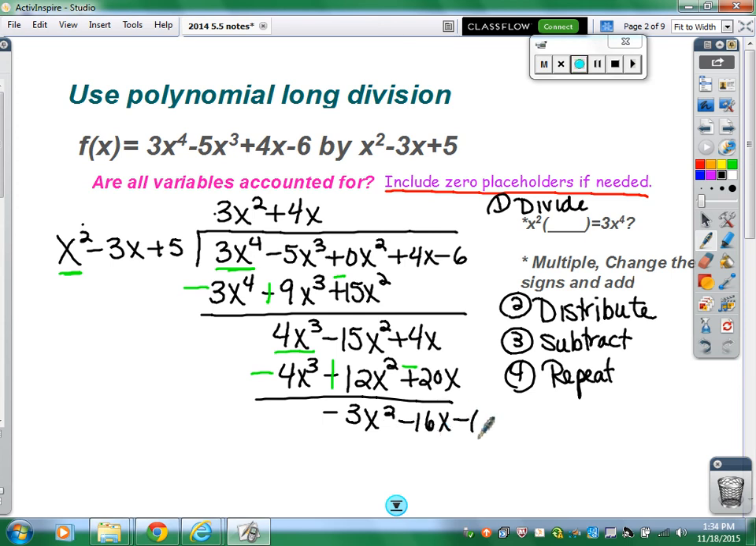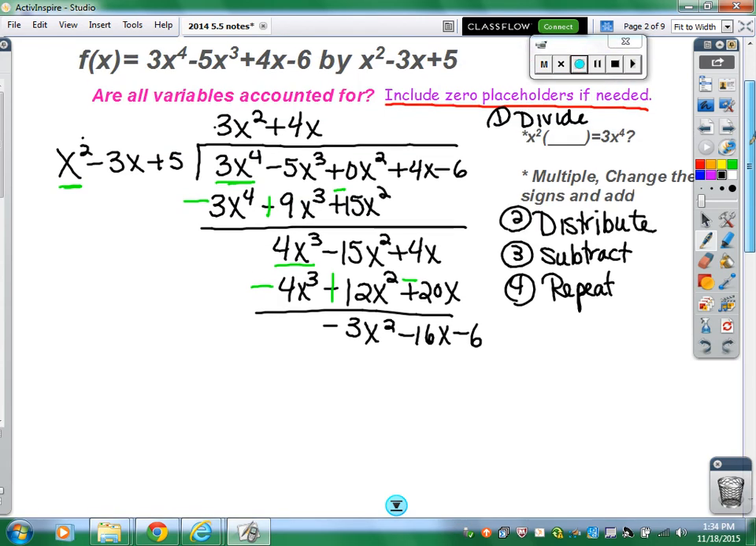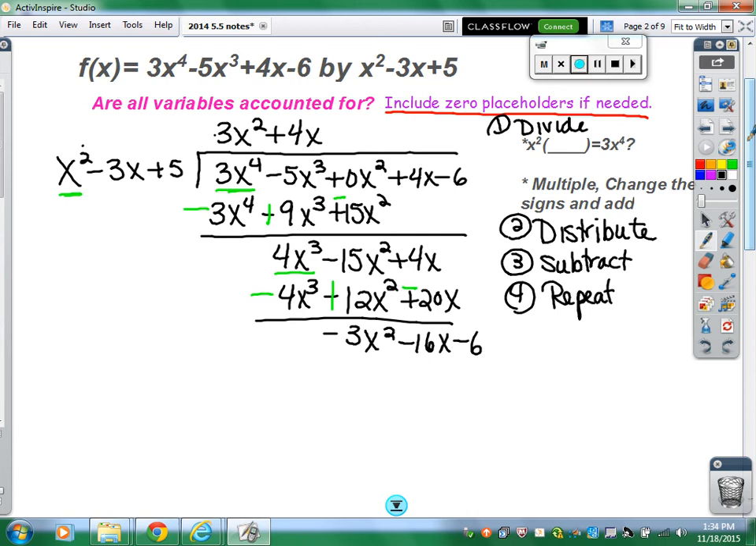All right, I need to bring down another term. And since this is my last term, bring down the -6. This is the last time I'm going to divide through. But I've got to keep dividing until I get this degree smaller than this degree. Okay, so let's do it one more time. All right, so what are you going to multiply x squared by to get -3x squared? All right, so -3.